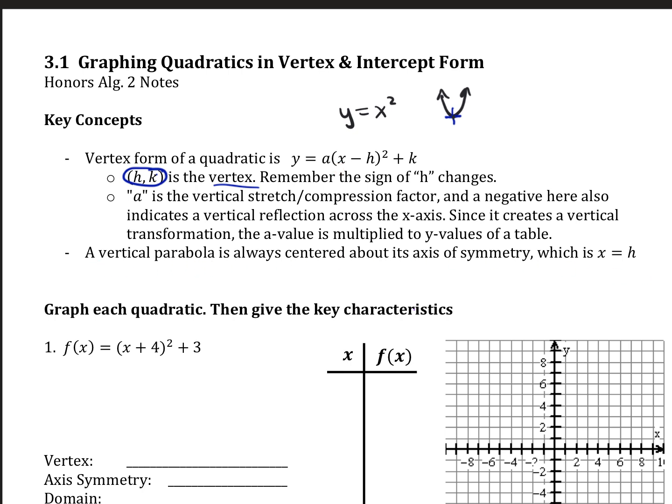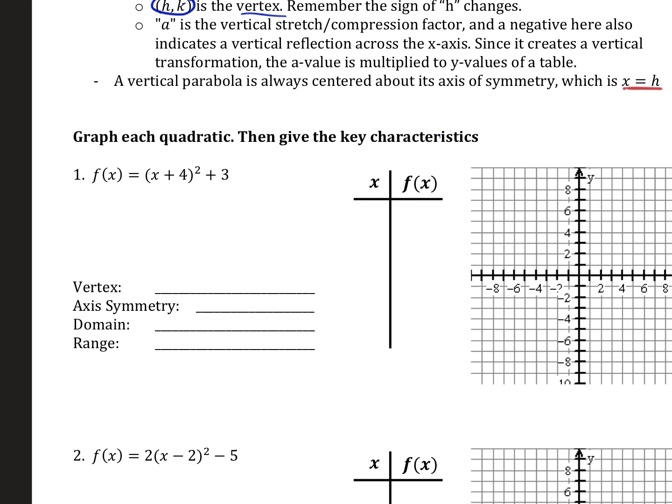And then this last little bit is helpful to remember. A vertical parabola, like an up and down parabola, is always centered about its axis of symmetry. Remember, the axis of symmetry is the line that goes down the middle of the parabola, kind of cuts it in half. It's symmetric on either side of that. And that's always centered about its axis of symmetry, which is x equals h. The h number, the x value of the vertex, is your axis of symmetry for a vertical parabola. Now, here in a couple of days, we'll get into sideways parabolas and how to graph them. Their axis of symmetry goes sideways, and so their axis of symmetry would be the y value of the vertex. But that's not for a couple of days. Okay, so let's look at how to graph this.